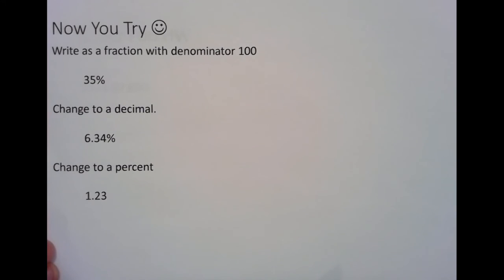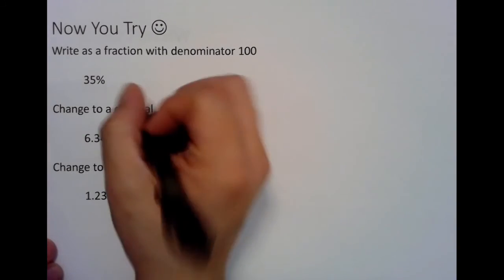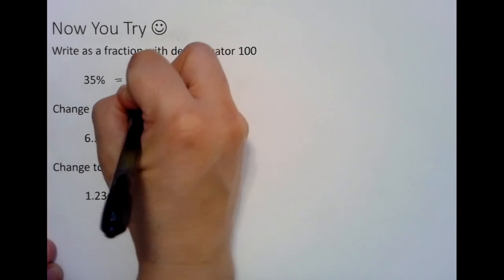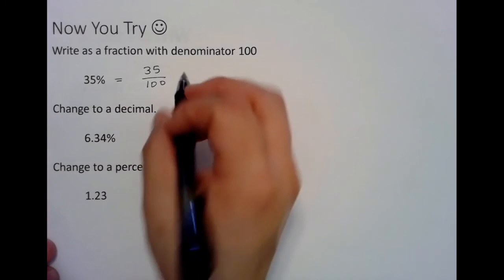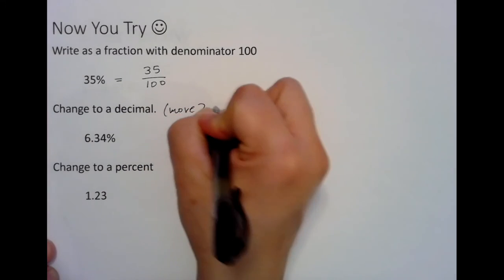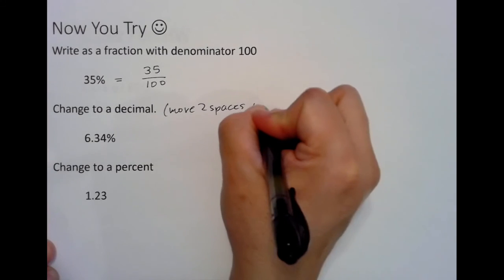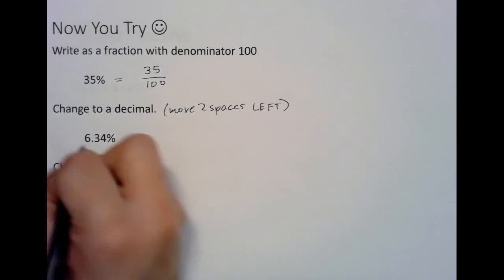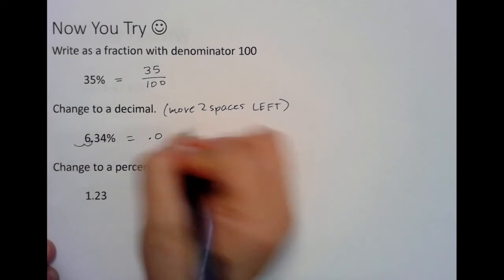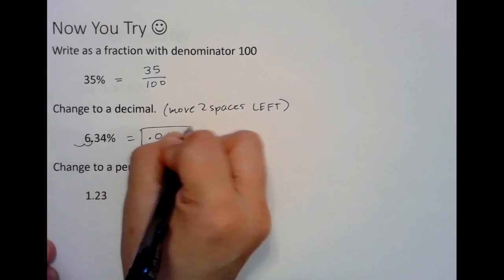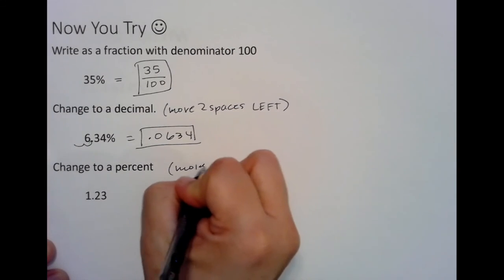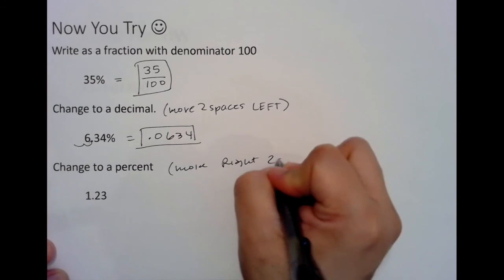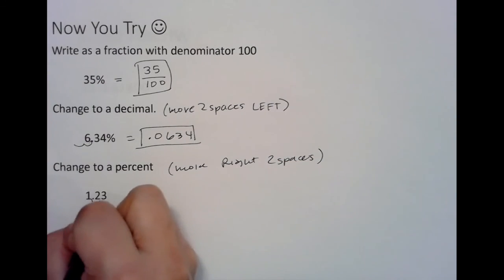Okay, so hopefully you tried them. And we have here 35%, so by definition, this is 35 over 100. We change this to a decimal. Remember, to get a decimal you move 2 spaces to the left. So 1, 2, this becomes 0.35. And then to change to a percent, we move to the right. And that becomes 123%.